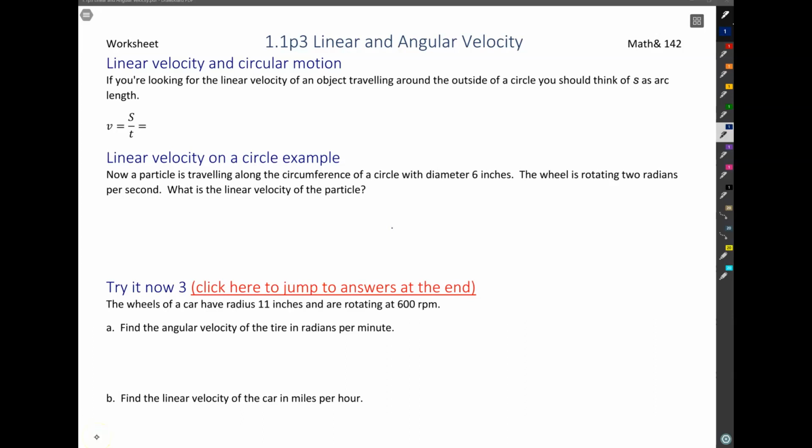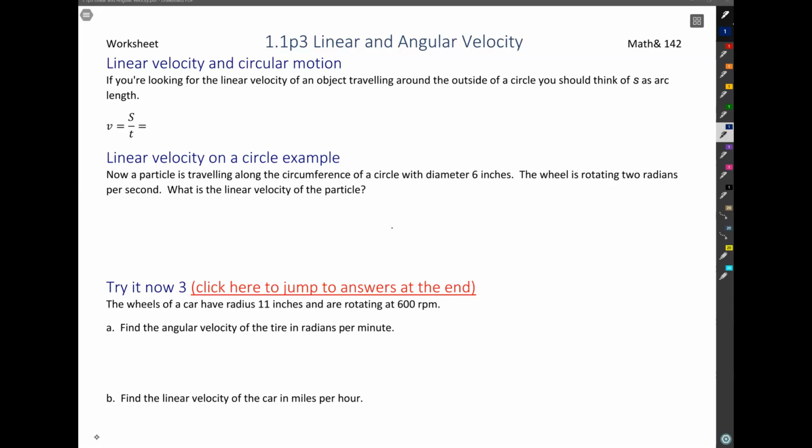Hi everyone. Okay, we're finally going to tie everything back to circles, what we've been working on. So we've talked about linear velocity, which is just like the speed of an object as we usually think about it. And we've talked about angular velocity. And now we want to talk about linear velocity when you're moving around the outside of a circle. So circular motion.